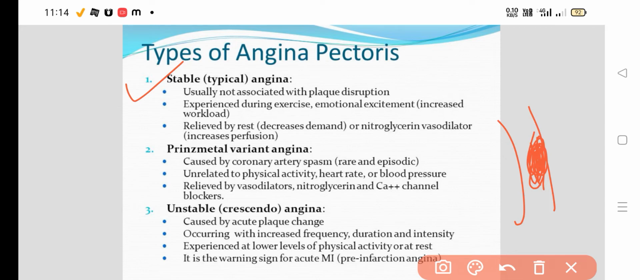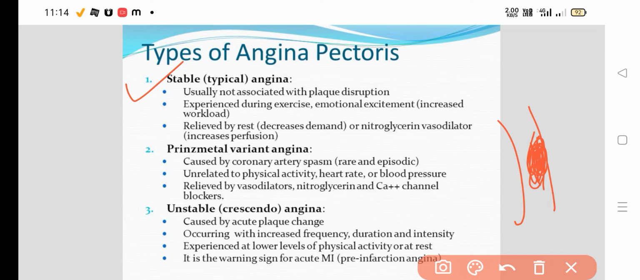And that's why the chest pain is experienced during exercise or emotional excitement, or whenever there is increased workload on the heart, and the pain will be relieved by rest because there is decreased demand, or by taking tablets like nitroglycerin, which is a vasodilator, which increases perfusion. So this is the stable angina, also called typical angina or exertional angina.